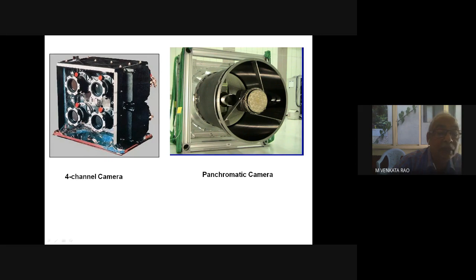There is a filter actually in front of each lens. That filter will allow only that band energy only. It will reflect back the other bands, other radiation. Okay, that's how you get it.